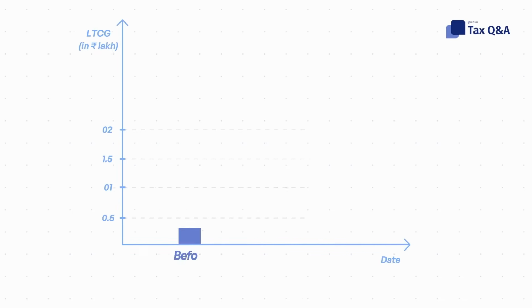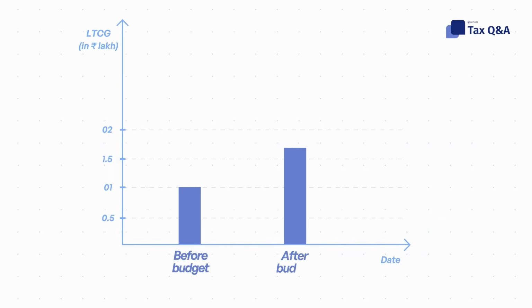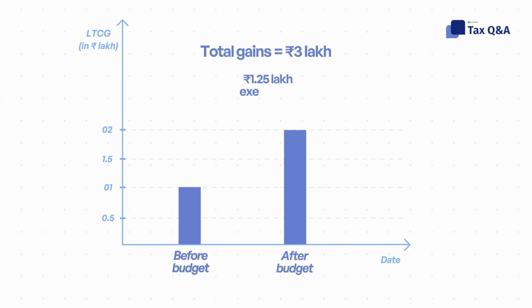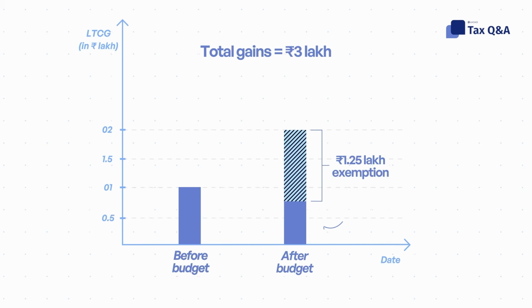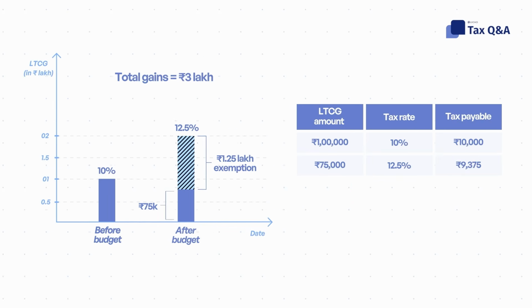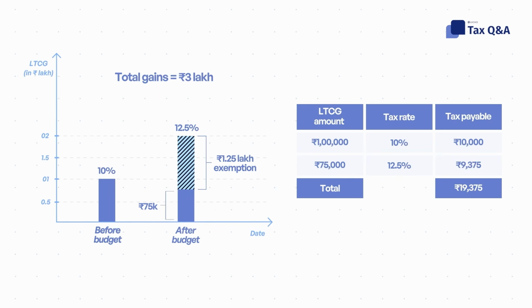So even if you sold some shares before the budget date, you will still get the revised 1.25 lakh exemption on your long-term gains. For example, you made 1 lakh LTCG before budget and another 2 lakh after budget. Hence your total gain is 3 lakh. Now 1.25 lakh exemption will first get deducted from the 2 lakh gains made after budget because those are taxed at the higher rate of 12.5%. The remaining 75k will be taxed at 12.5% and those 1 lakh gains made before budget will be taxable at 10%. So your net tax payable after accounting for the exemption will come at 19,375.